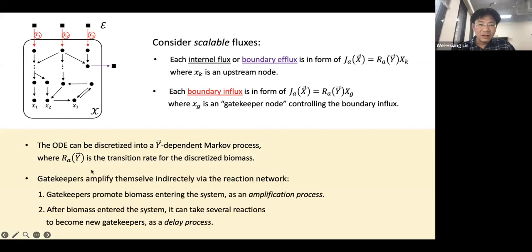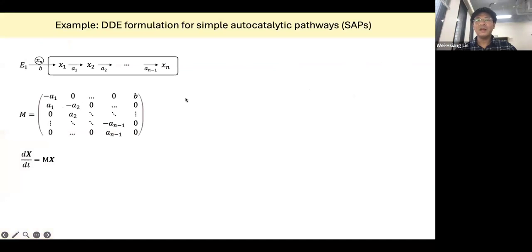So the gatekeeper node, you can think then, is like using the entire system to amplify themselves. It promotes the biomass to enter the system, which is the amplification process. And then once the biomass enters, it takes several steps and reaches the gatekeeper node. And there's a delay in the time. And this is what I call the delay process. So let me give you one simple example.